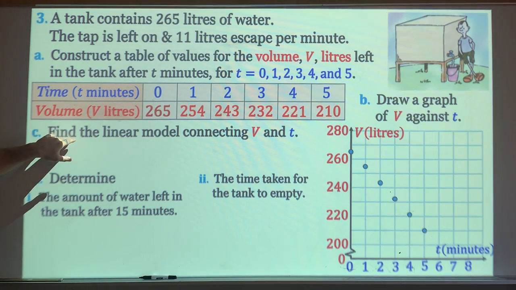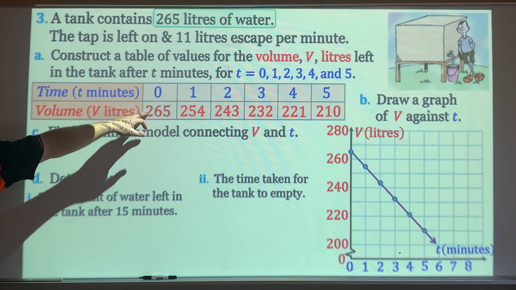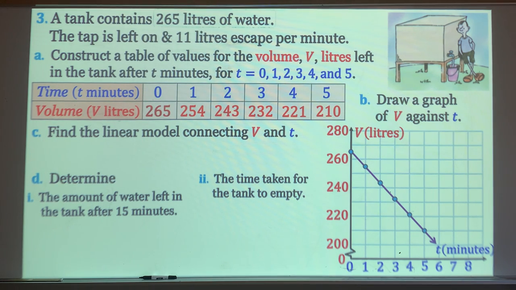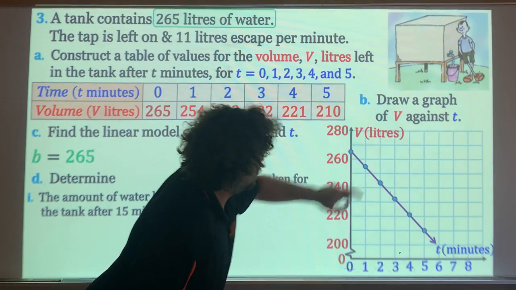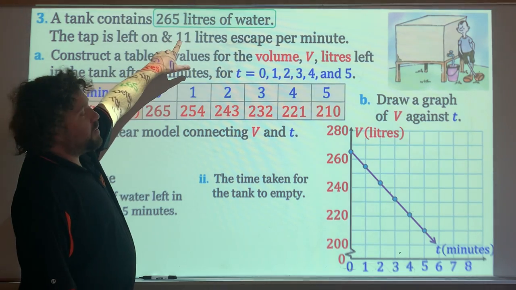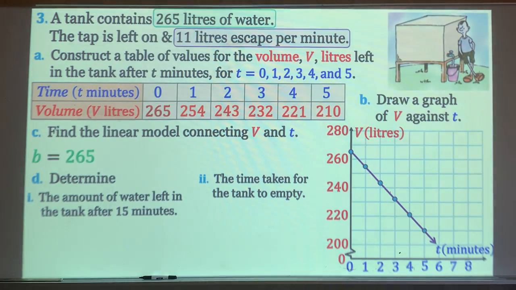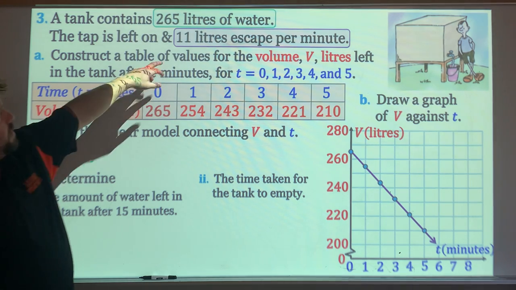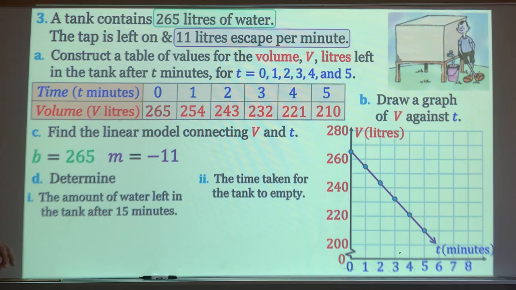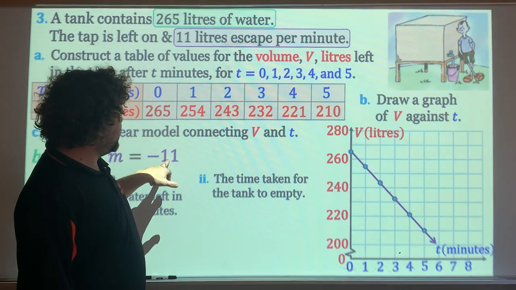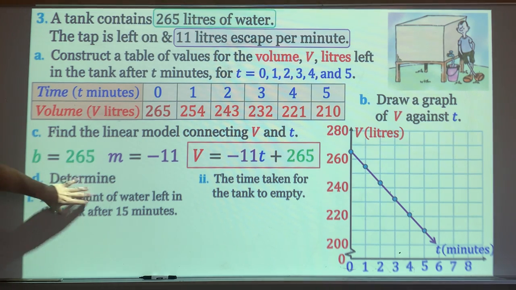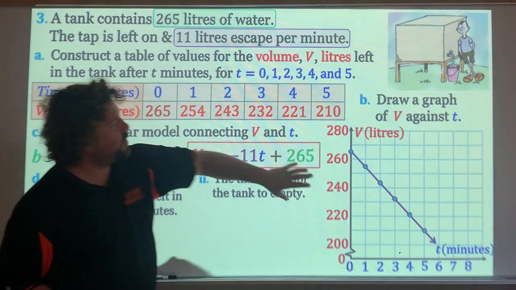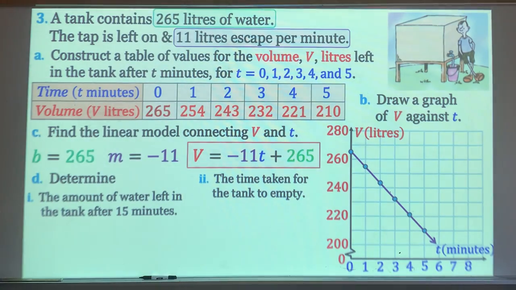Find the linear model. So, what's our b? Oh, b is 265. Your initial amount. Your y-intercept. Your slope. Going down 11, so it's going to be minus 11. 11 liters escape per minute, minus 11. So V equals negative 11t plus 265. There you go. Now we're going to determine things from the model that we created, from the graph and the table we created from the real-life situation.